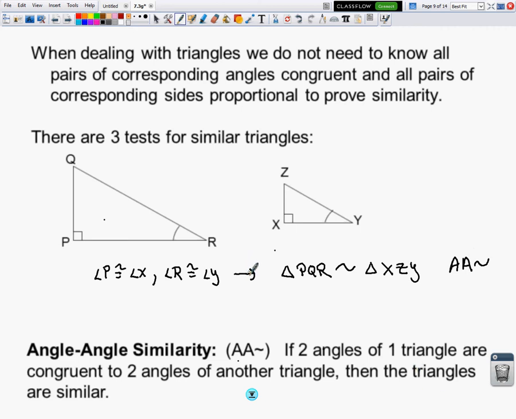Remember when we were doing congruent triangles, we said you could do side, side, side, or side, angle, side. Well, when you're dealing with similarity, it's kind of the same thing. But in this case, if you have 2 angles congruent, then I can show that the 2 triangles are in fact similar. Questions on our first method?